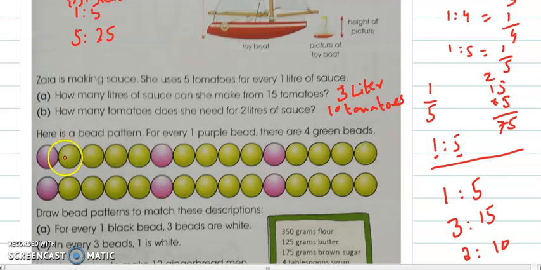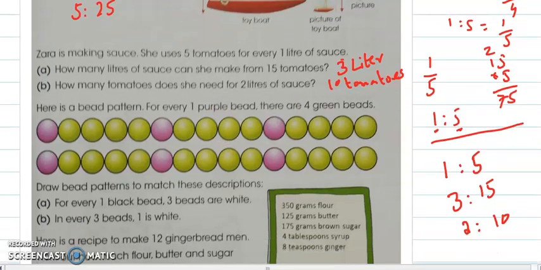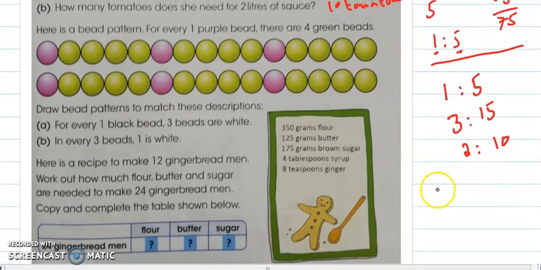And the next is a bead pattern. For every 1 purple bead there are 4 green beads. It means the ratio is 1 ratio 4. If I'm writing the letter P for purple and the letter G for green, then for every 1 purple there are 4 green. So the ratio is 1 ratio 4. Now draw the bead pattern to match these descriptions.